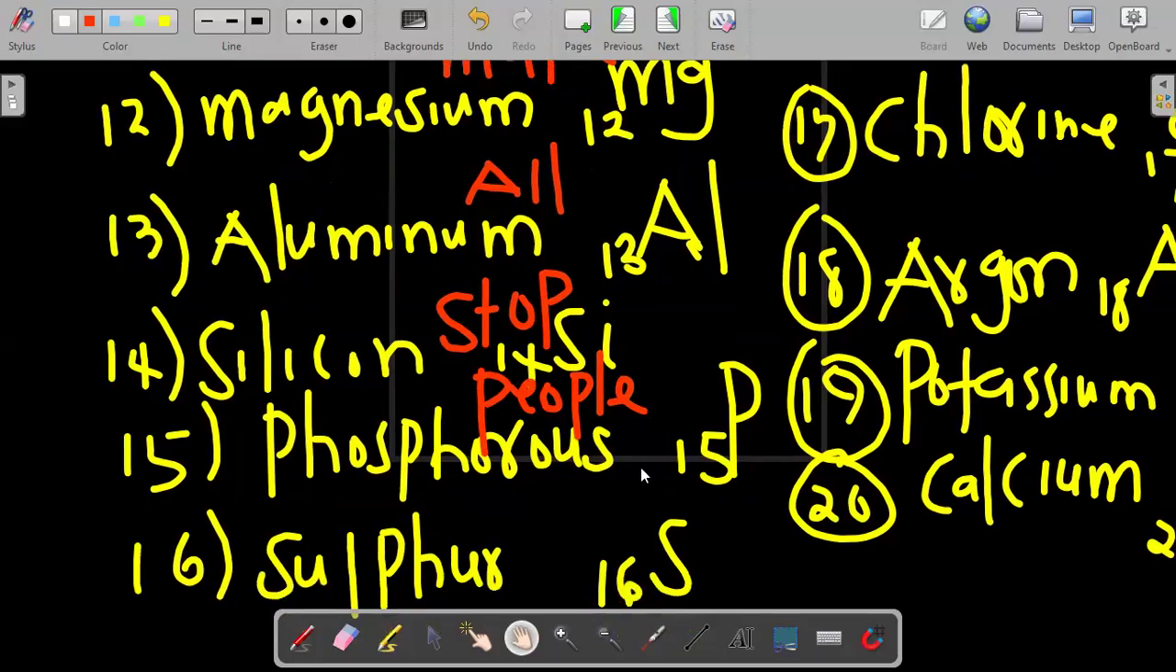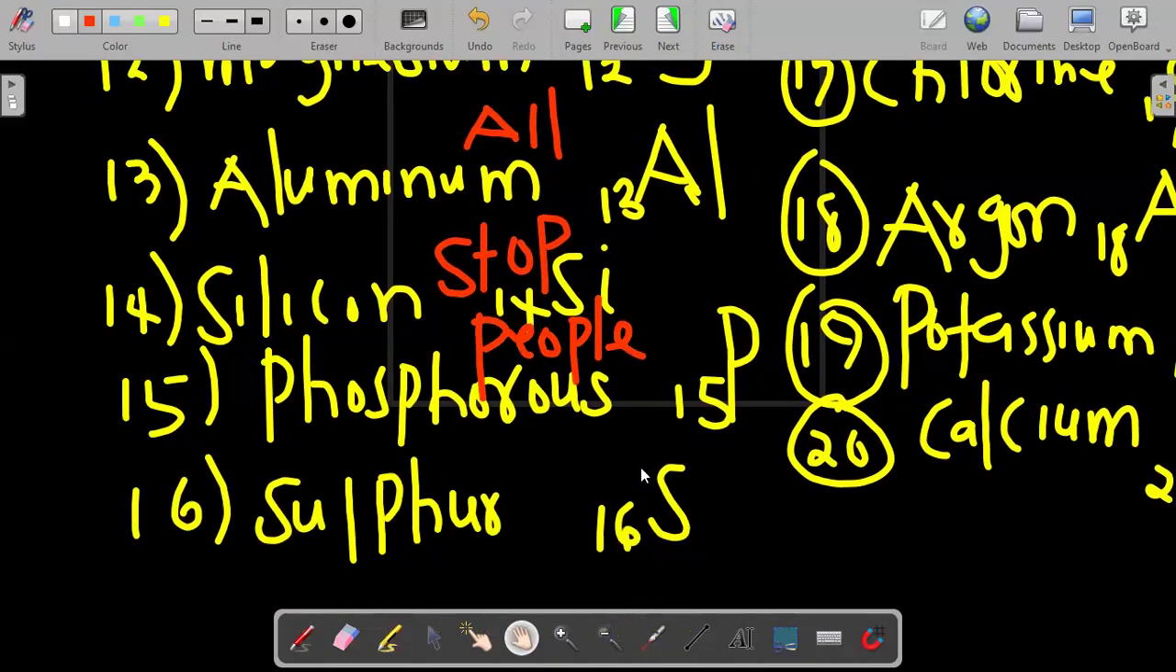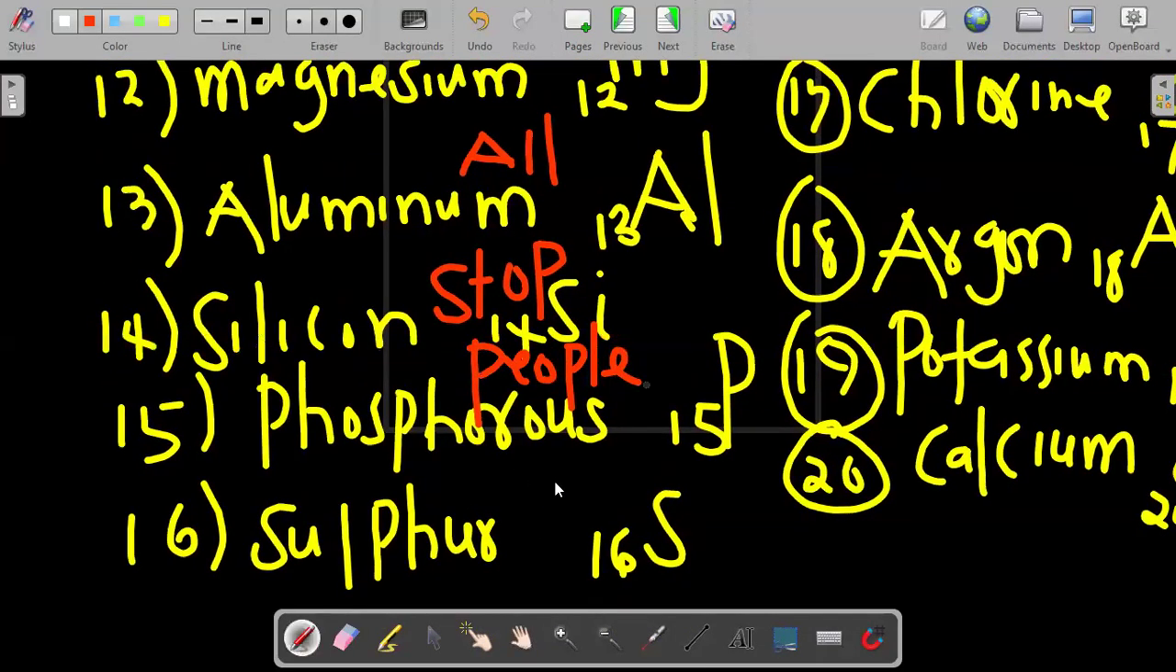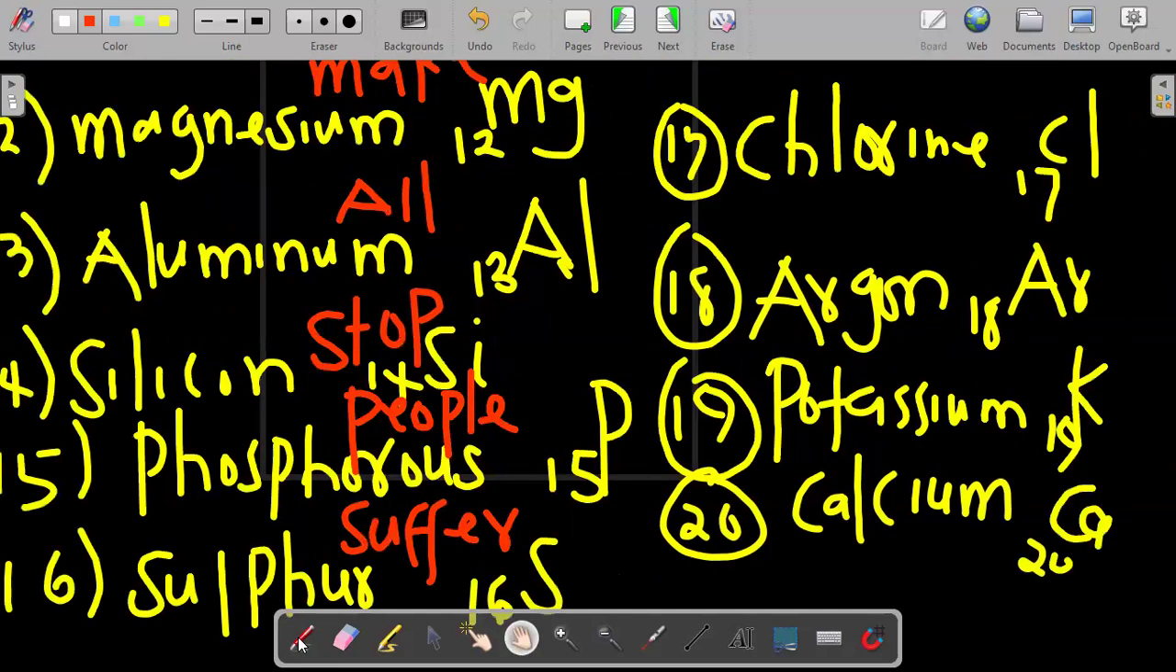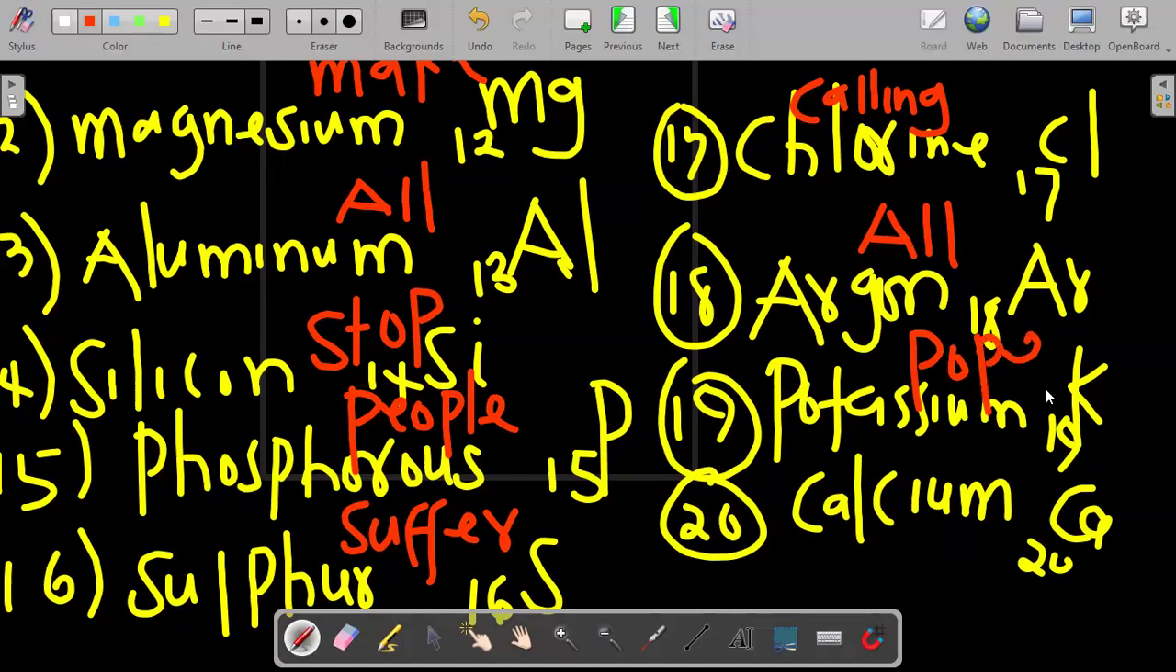Then number 16, sulfur, they use "sulfur". Then chlorine, they call it "choline". Then argon, they use "ore". Then potassium, they use "pope", and calcium, they use "Christ".